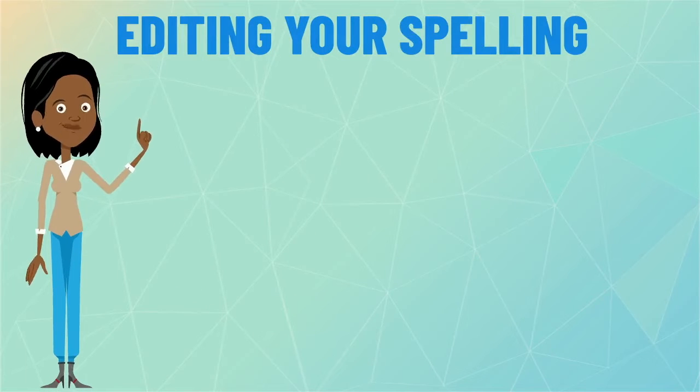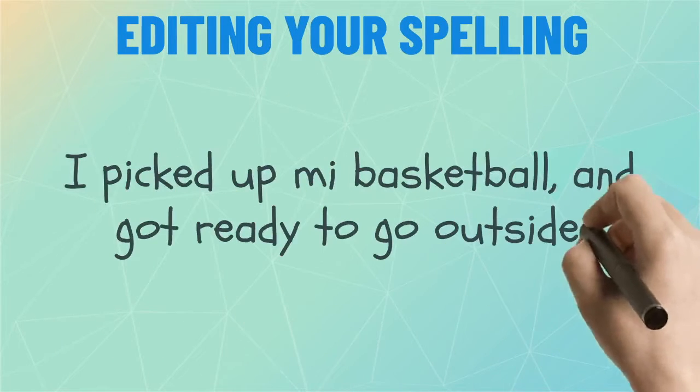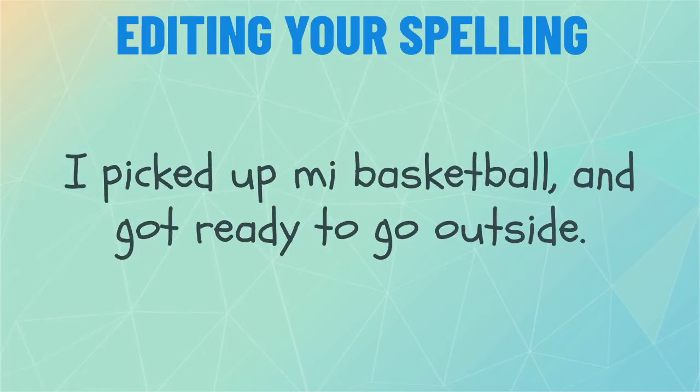Here is a sentence from my small moment about when I found a butterfly in the bushes while looking for my ball. I picked up my basketball and got ready to go outside. Do you see any sight words that I may have spelled incorrectly? Well, and is a sight word and I spell that correctly. To and go are sight words and I spell those correctly.